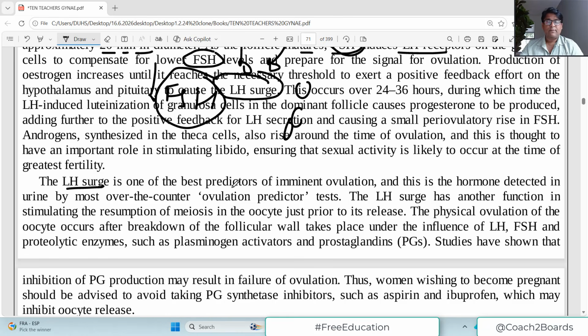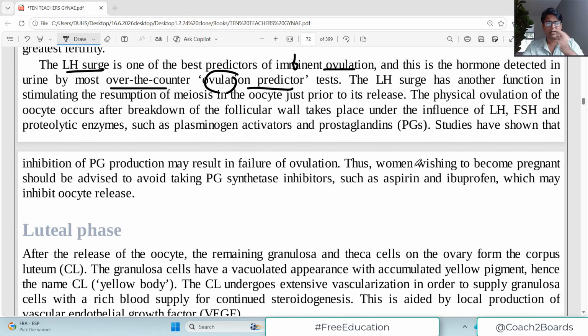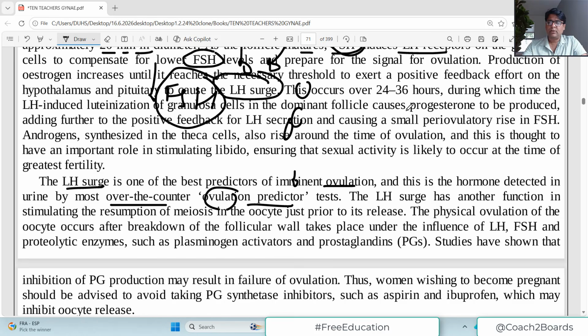The LH surge is one of the best predictors of ovulation, and this is the hormone detected in urine by most over-the-counter ovulation predictor tests. ये बड़े कॉमन है. अच्छा, क्यों ये important है ovulation predict करना? Because those couples who are planning to conceive and have a baby, they want to know कि ovulation हुई है कि नहीं हुई है. Right, this is very important because अगर ovulation test positive आता है, so this is the time उनके पास अब +1 day to +2 day, ये टाइम पे 1 से 2 दिन का टाइम है यार.